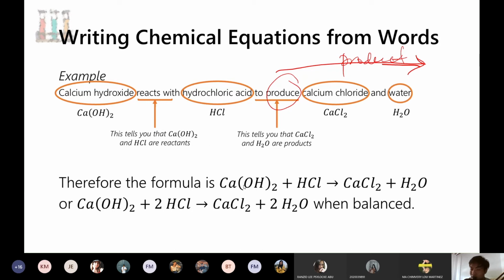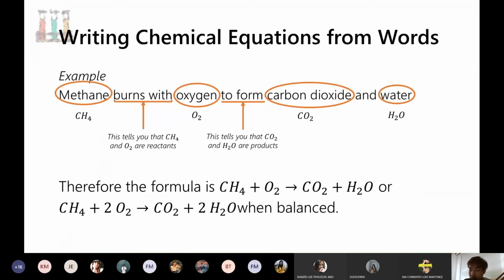Then, again, no, it doesn't mean na if you are able to write the formula, tapos na yun. No? You always have to balance the equation. No? It is our responsibility to check if the equation is balanced. No? So, kailangan nyo talaga siya i-balance. Okay? So, ganun. Balance lang ng balance. No? So, yan. So, that's CaOH2 plus 2HCl gives CaCl2 plus 2H2O. Okay? So, ganun lang.